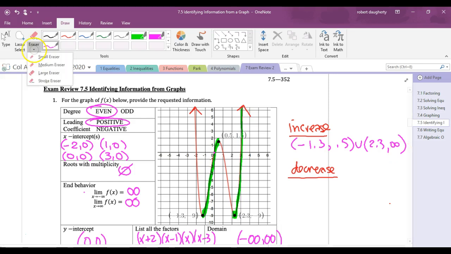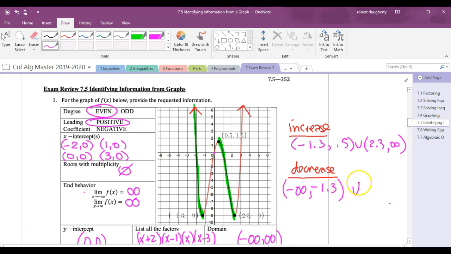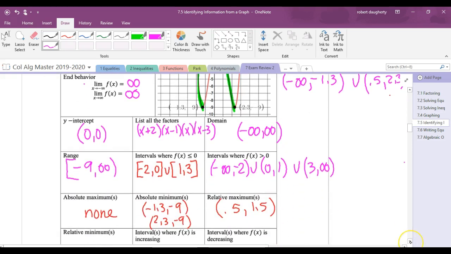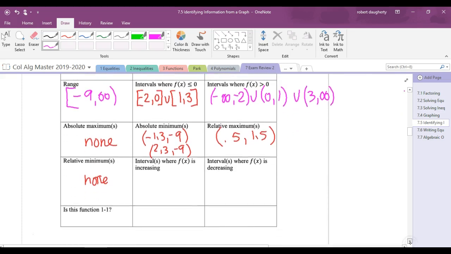Now the intervals of decrease. If I look at this, when I start from left to right, here's a decrease, then it increases, it decreases again. What are those two intervals on the x-axis? That first interval is from negative infinity over to negative 1.3, and the second interval is going to be from 0.5 to 2.3. Increase, decrease intervals are always in parentheses, okay? So that was what I asked for increase and decrease, and that's it.